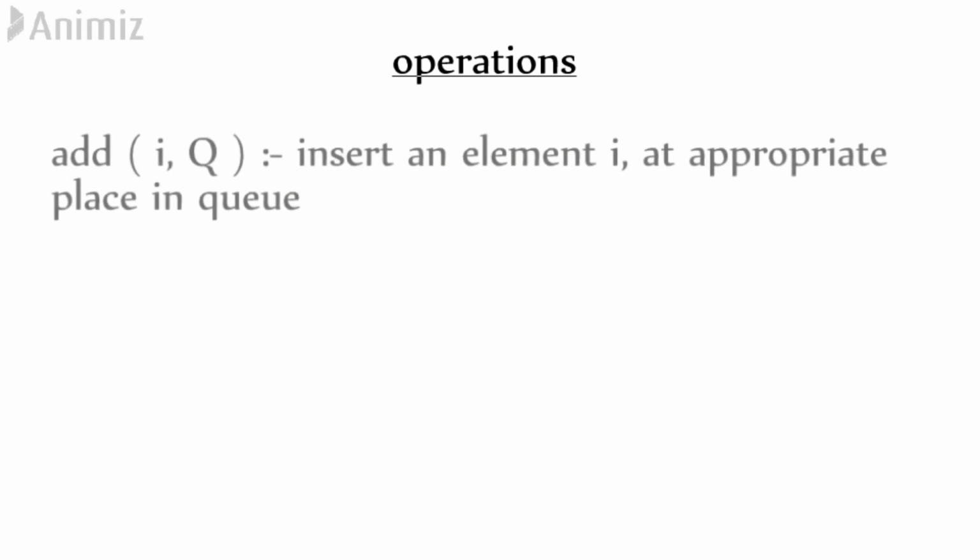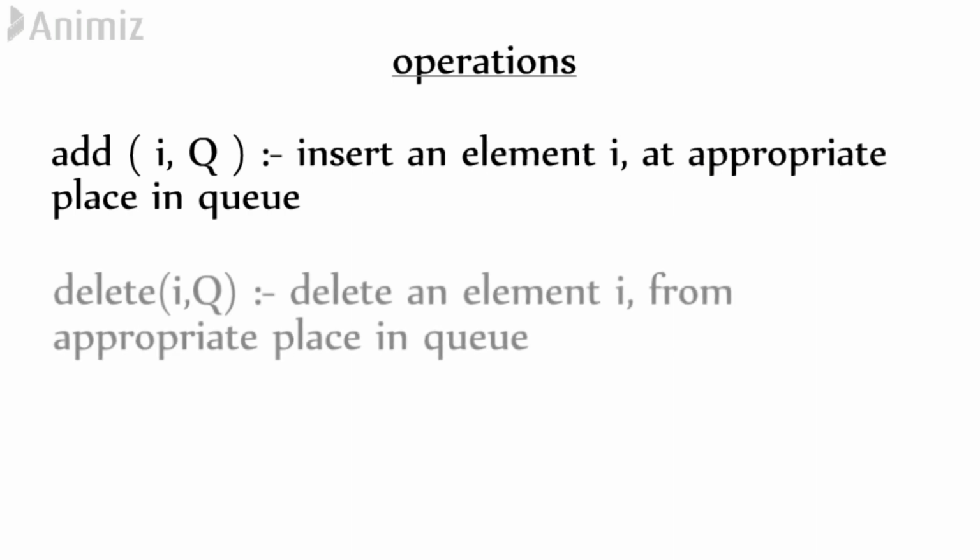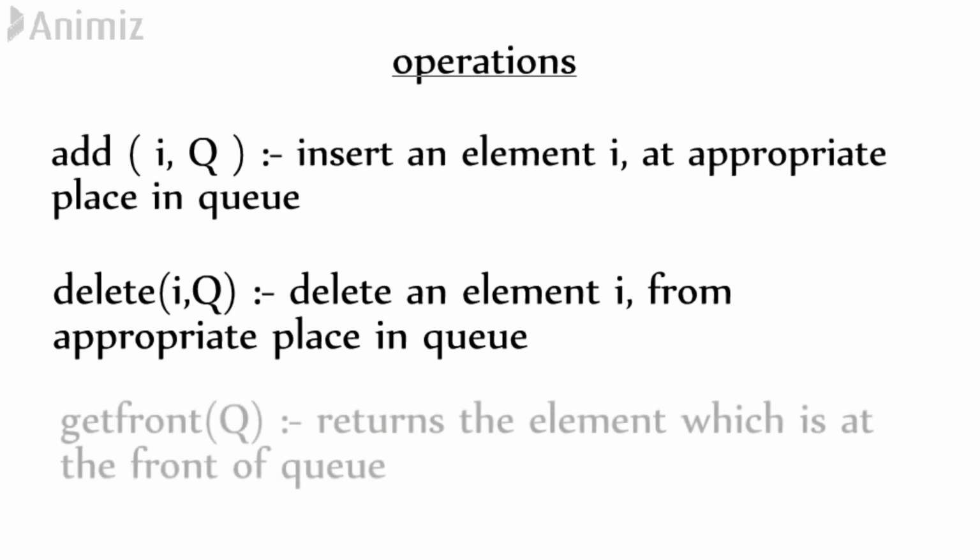Operations of priority queues. First is addition. Addition means insert an element I at an appropriate place in the queue. Next is deletion. Deletion means delete an element I from an appropriate place in the queue. Next is get front. Get front returns the front element of the queue.